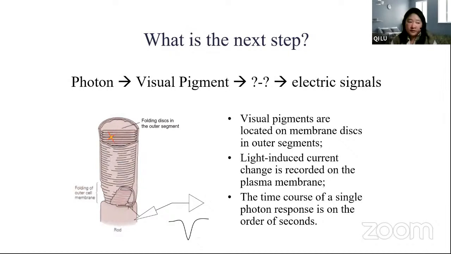So we can say that in dim light, the eye's response is not so fast, and it takes more time for the rod photoreceptor signal to be transmitted to the brain, while the cone photoreceptor is faster. So the time course of a light signal is on the order of seconds.